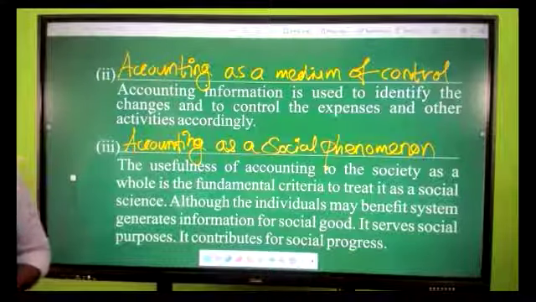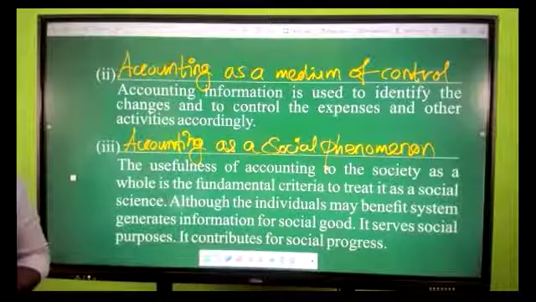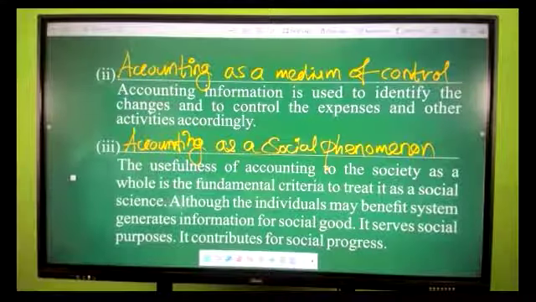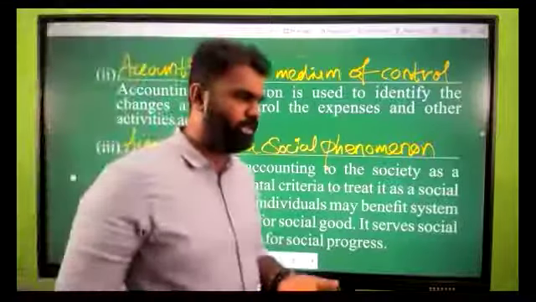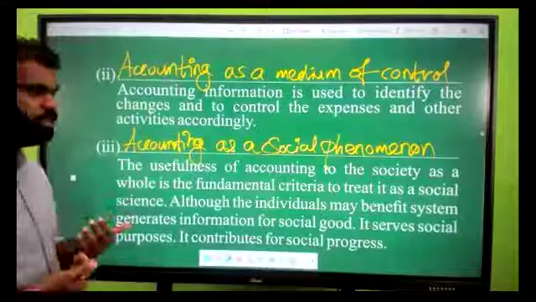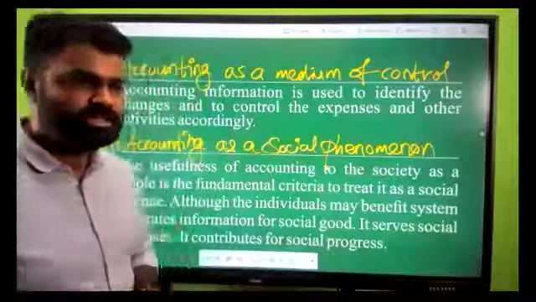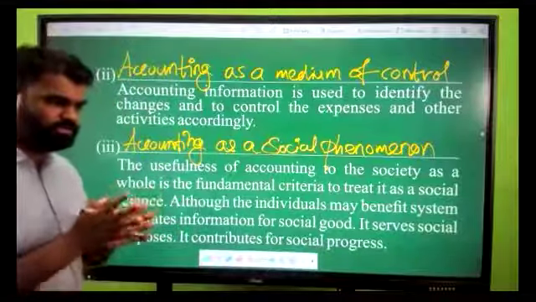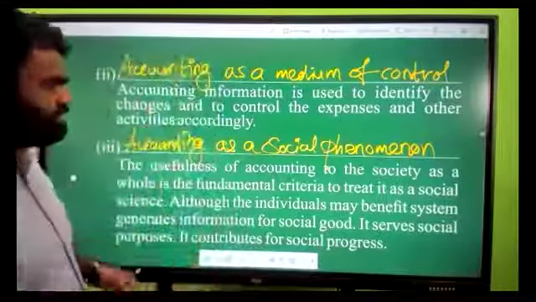Although the individuals may benefit, the system generates information for social good. It serves social purposes. It contributes to social progress. People can do their things very properly. Why? When they are doing accounting. Businesses can grow easily. Why? They know what things to focus on because of accounting statements. Government should know what things to improve for national growth. So everything gives that accounting.